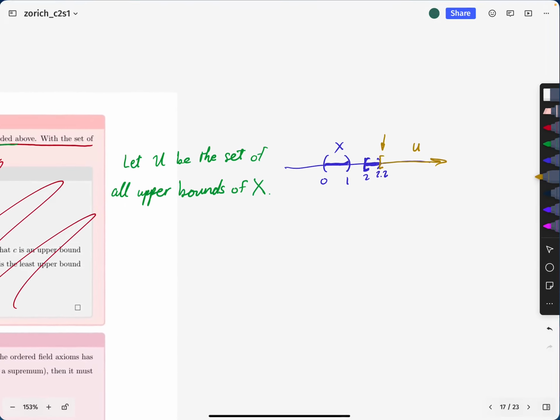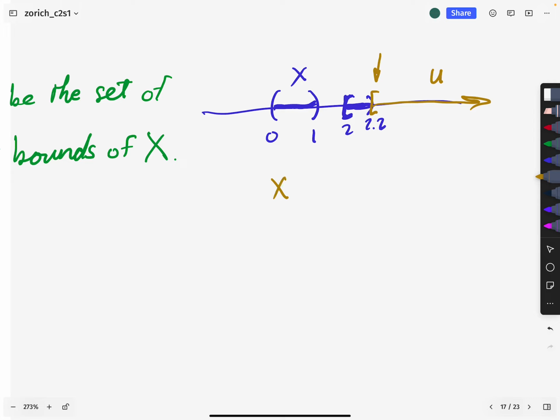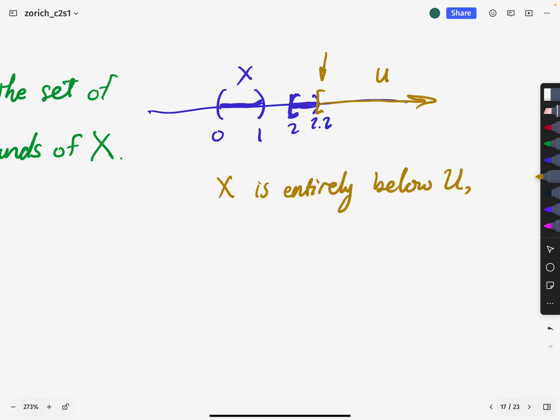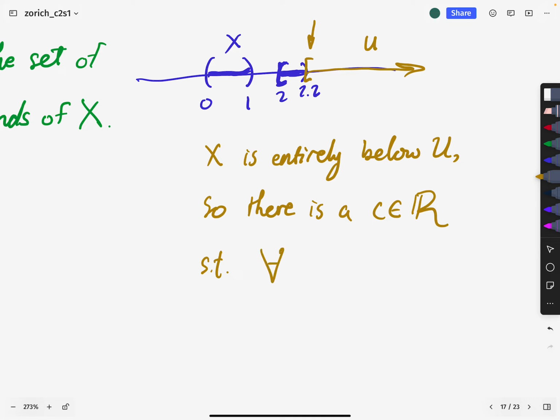Well, X here is entirely below U, right? X is entirely below U. It's easy to prove that. I mean, it almost is just immediate from definitions. Maybe it even is just immediate from definitions. But so I take it that that is pretty well established. And so X is entirely below U, so there exists a point, right? So there is a real number, we'll call it C, such that for all points in X, right?